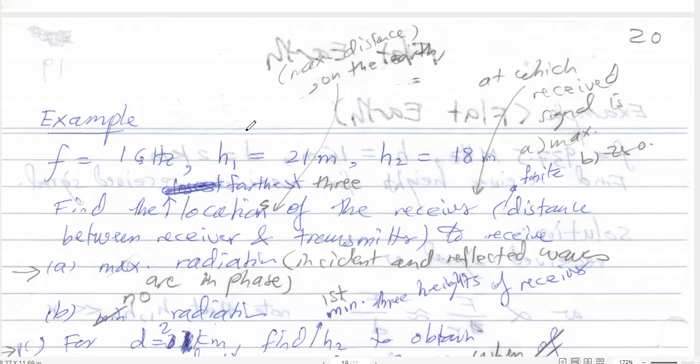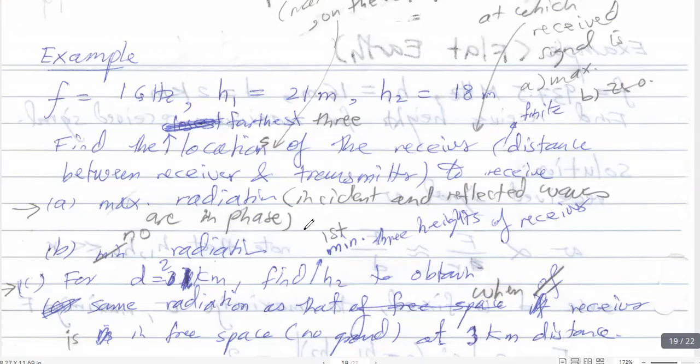The frequency here is 1 gigahertz. The transmitter height is 21 meters and the receiver height is 18 meters. The question is: find the farthest 3 locations of the receiver to receive maximum radiation.